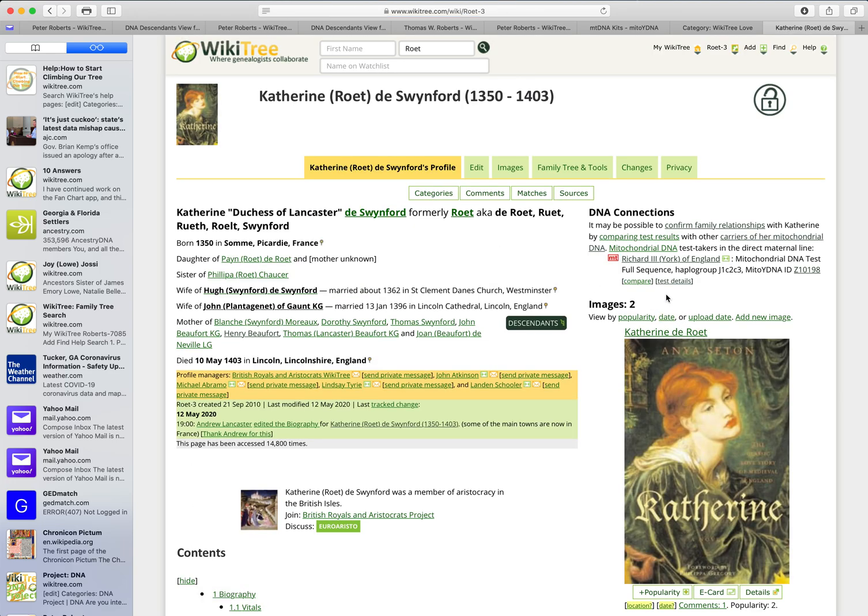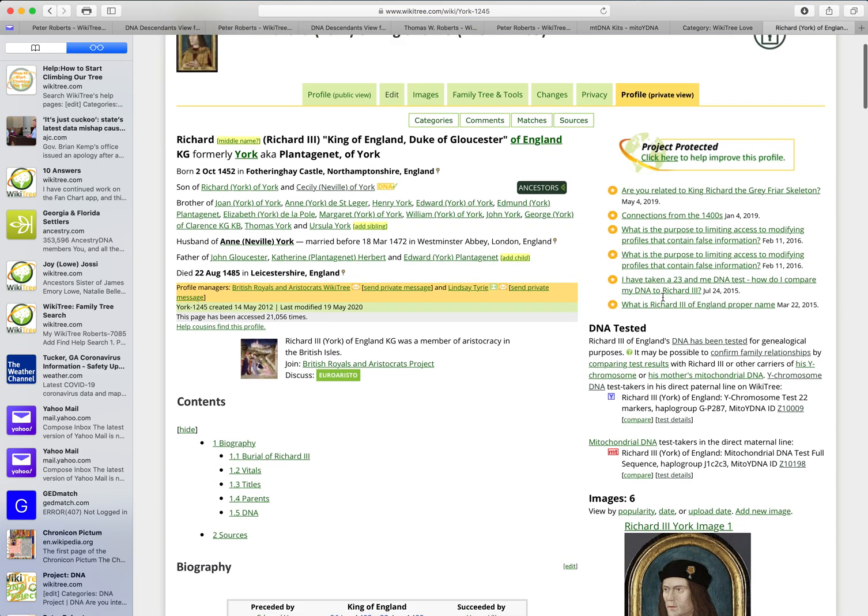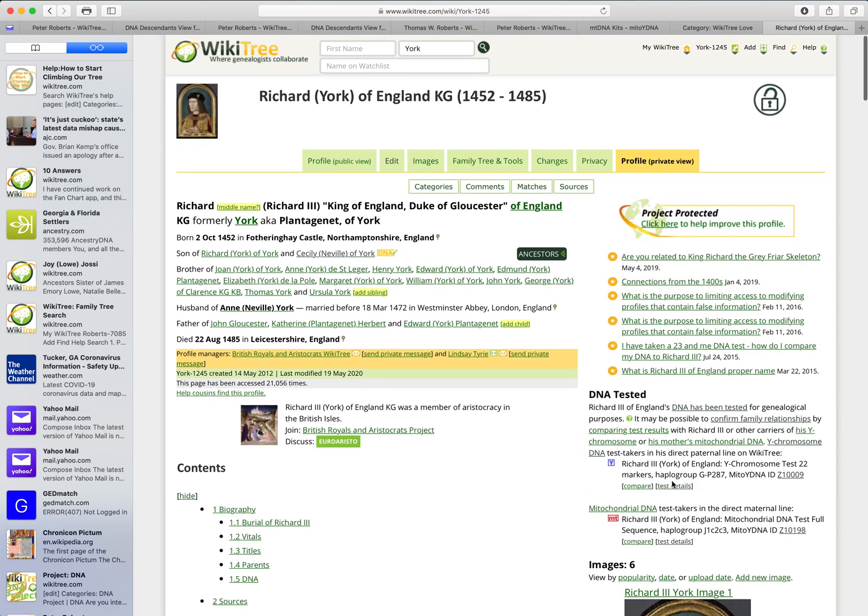If I go to this, then I can see that King Richard III has taken a mitochondrial DNA test. This is the direct female line that he's a part of. I can actually go to him. When I go to him, I can see that he's taken a Y-DNA test and a mitochondrial DNA test. So I can click on that.